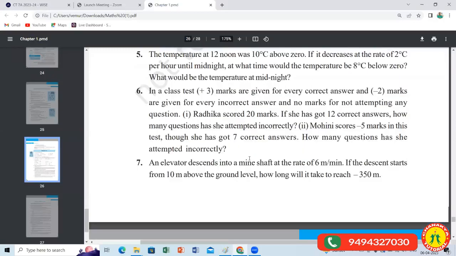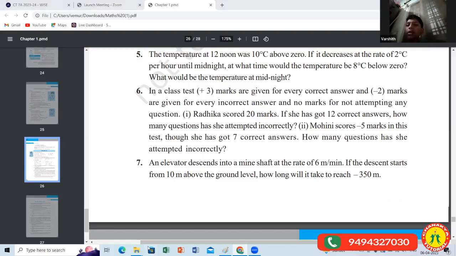Now, Varshit, please go to question number 6. Yes, ma'am. In a class test, +3 marks are given for every correct answer and -2 marks are given for every incorrect answer. No marks are given for not attempting any question. Radha scored 20 marks if she had got 12 correct answers. How many questions has she attempted incorrectly?